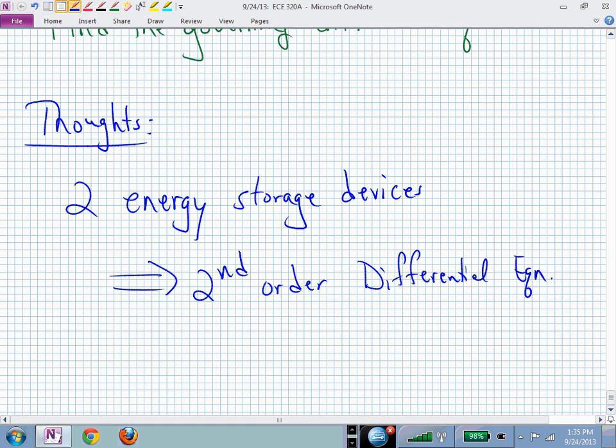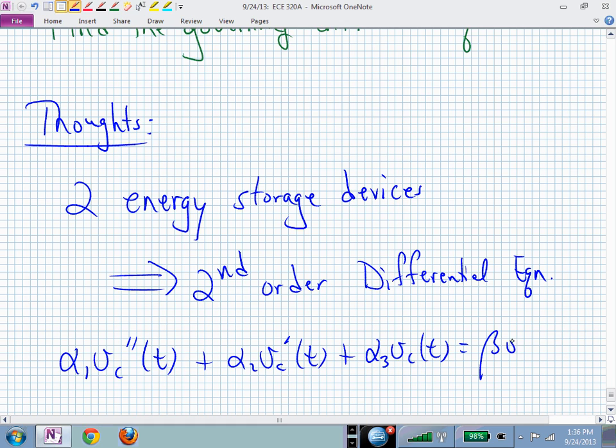We just had one, didn't we? But if you said, well, let's make it even more generic, I have some coefficient times, let's say, the second derivative of our capacitor voltage plus some coefficient, and these are constant coefficients because our R, L, and C are fixed, aren't they? We got those from the stock room. Those are constant. So the alphas will be fixed. This is now V sub C prime plus alpha sub 3 V sub C of t equaling beta times V of t.